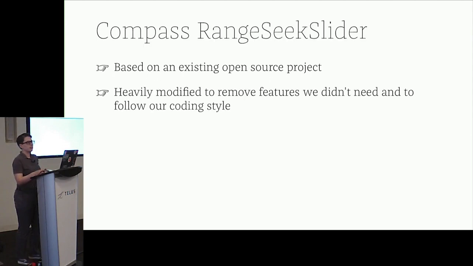It's called a range seek slider. And don't worry, if you haven't heard of it, I have lots of demos showing you what it looks like. The actual code that I wrote is only used in real estate agent-facing features. Compass is a real estate company, and so I can't demo it. But my range seek slider is based on an open source project that has a very similar UI and supports many more customizations than we needed at Compass.